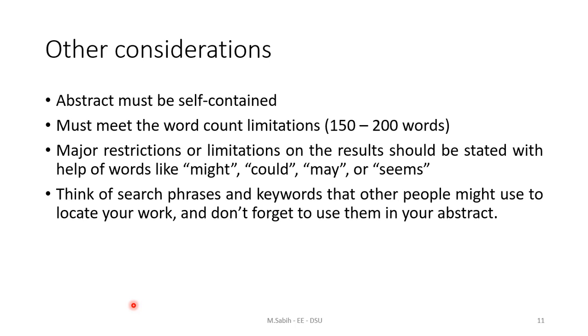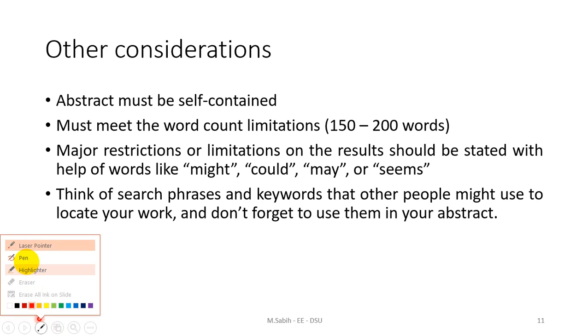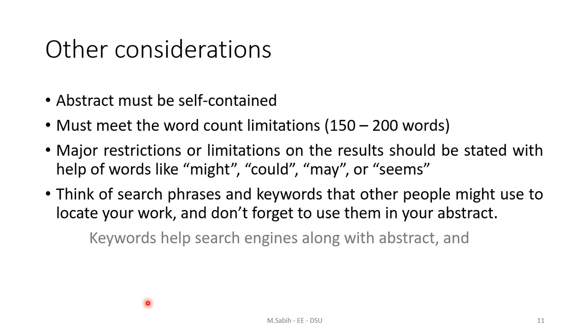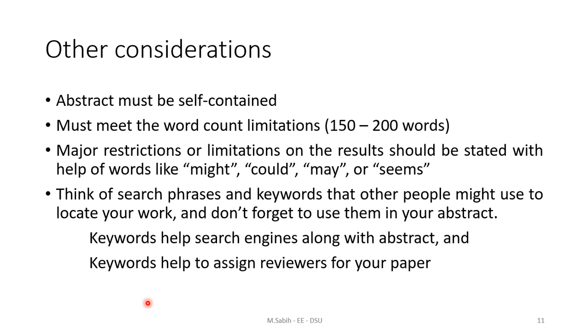Think of the search phrases and keywords that other people might use to locate your work, and don't forget to use them, which is also important. So the keywords help search engines along with the abstract, and keywords help to assign reviewers for your paper. Of course, someone has to review your paper, so it is important for that too.